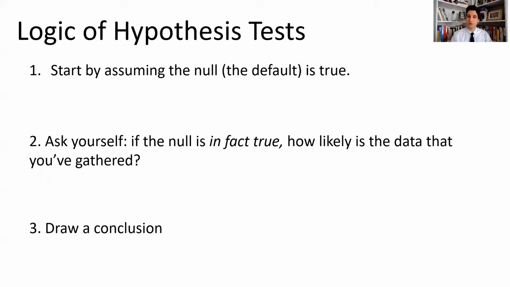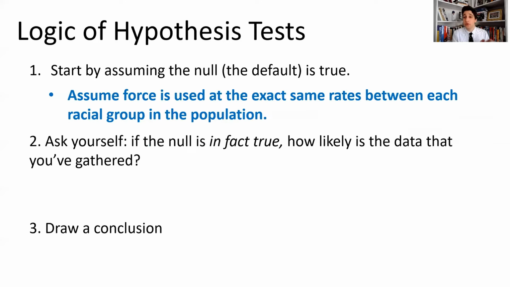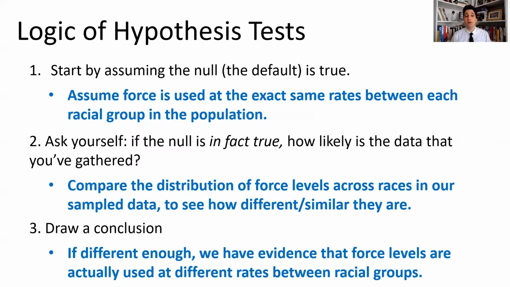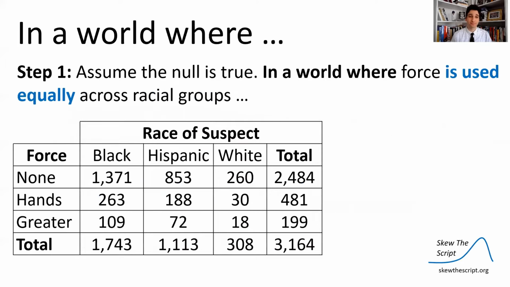So let's go through the logical hypothesis test. Like always, we start by assuming the null is true. So we're going to assume that force is used at the exact same rate between each racial group in the population. And then we're going to say, if in the population this null is in fact true, how likely is our sample data, that random sample of 2,011 stops we got? So we're going to compare the distribution of force levels across our sample and see how similar or different they are. And then we're going to draw a conclusion. If different enough, we have evidence that force levels are actually used at different rates between racial groups, and we can reject the null. And if not, we would fail to reject the null.